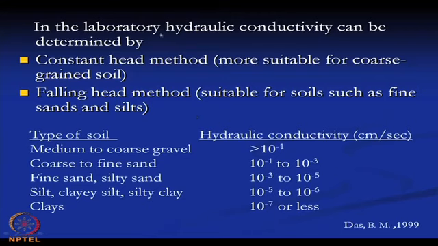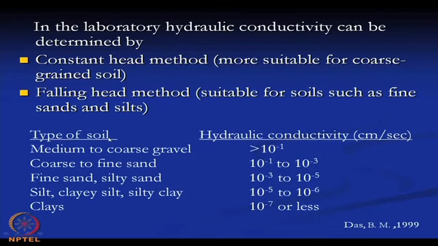Now, in the laboratory, hydraulic conductivity can be determined by two methods. One is the constant head method, more suitable for coarse-grained soil, and the other is the falling head method, suitable for soil such as fine sand and silt. That means the constant head method is not suitable for fine soil; that is the falling head method. Now, in the field also we can determine the hydraulic conductivity of the soil. These two are the lab tests that we are discussing here.